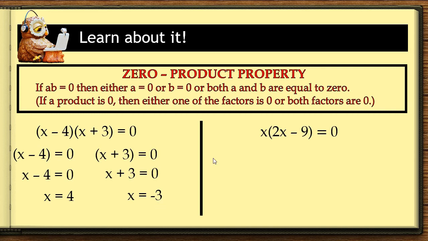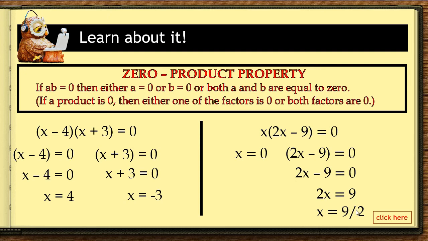In the second example, the factors are x and 2x minus 9. So by using the zero product property, we can write this equation into x equals 0 and 2x minus 9 equals 0. And by solving these two equations, the answer must be x is equal to 9 over 2 or x is equal to 0.